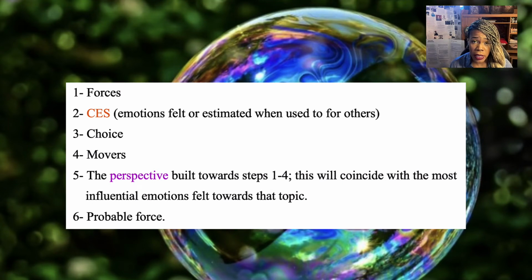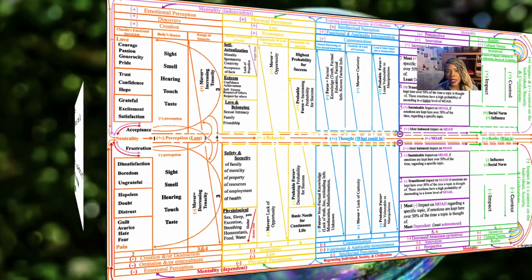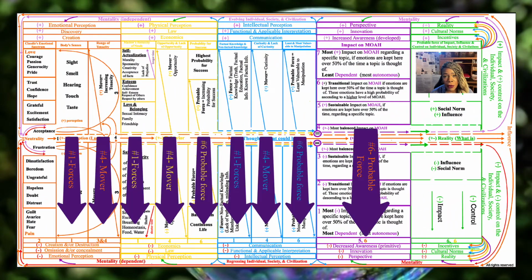Step 1 is forces. Step 2 is CES, which is Claudie's Emotional Spectrum. Step 3 is choice. Step 4 is a mover or many movers. Step 5 is the perspective that is built through steps 1 through 4. And step 6 are the probable forces. So each of the 3 categories have a force, mover, and a probable force, with the exception of the emotional category because its probable force is perspective, represented by the perspective category in purple.